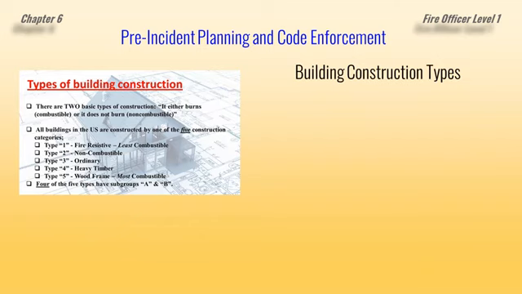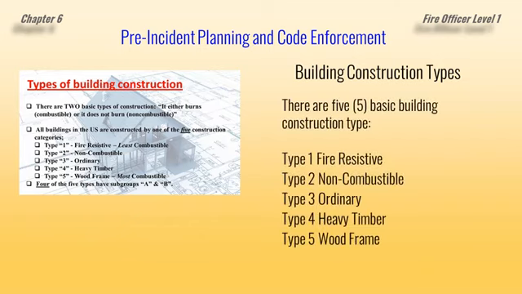Alright, so building construction types. Again, this is laid out in the building code, but there are 5 basic building construction types that we as fire officers need to have understanding of. Right? So a type 1 building is also referred to as fire resistive. I do a course for building construction, which is a standalone course. I think it gets right down to the basics of all these types of construction.